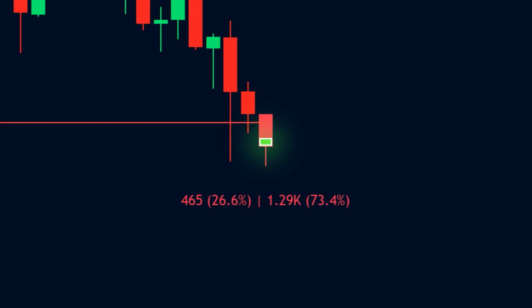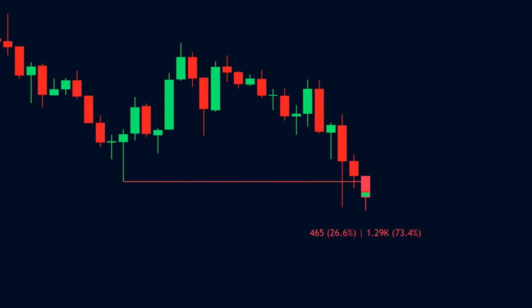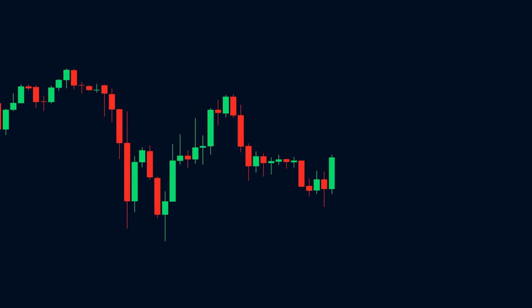One portion of the candle body represents bullish participation. The other portion represents bearish participation. So instead of guessing whether the breakout had conviction, you see it instantly. Now, before going into the settings, let's talk about the structure behind it.